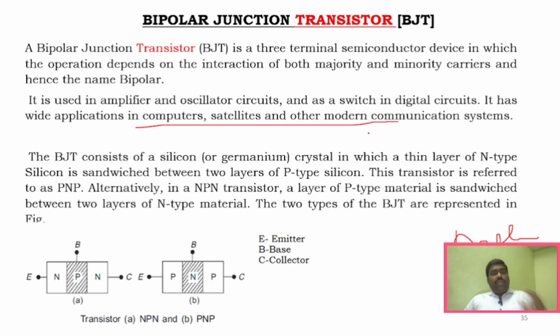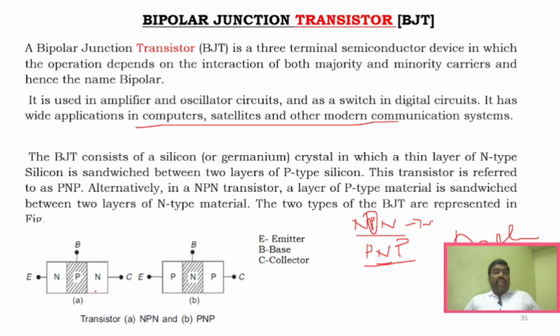And there are two different types of BJTs. One is the NPN transistor and the PNP transistor. So what is an NPN transistor? If a P-type material is sandwiched between two N-type materials, then that is called an NPN transistor. Similarly, if an N-type material is sandwiched between two P-type materials, then that is called a PNP transistor.